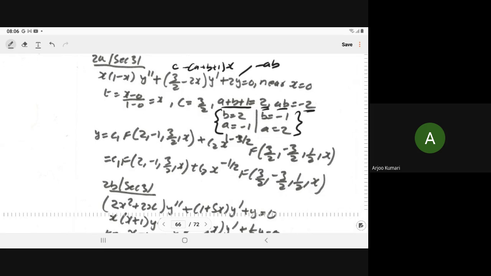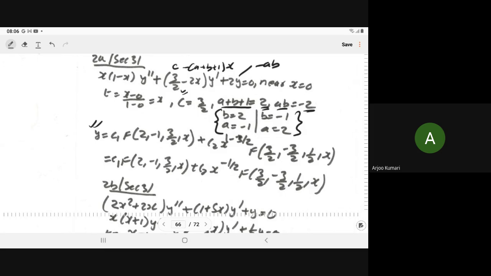So in this case, we have the values c is equal to 3 by 2, b is equal to 2, a is equal to minus 1. So here we have the solution. The solution is y is equal to c1 into y1, where y1 is F of a, b, c, x, and c2 into y2. What is y2?